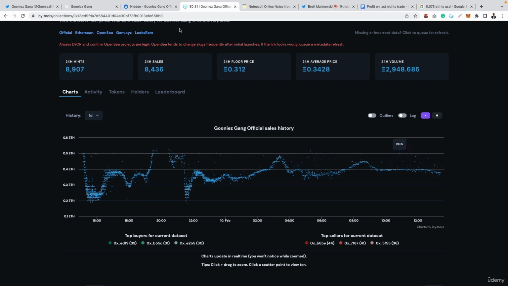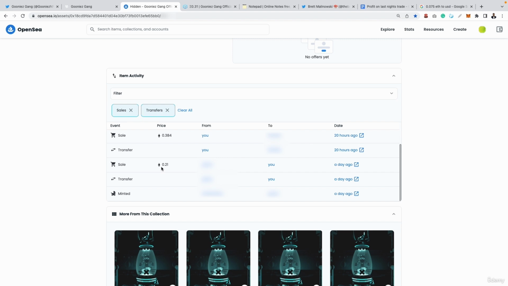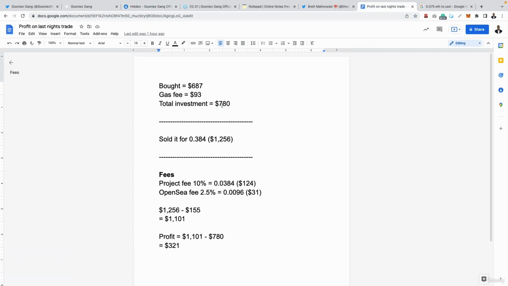Before I end this video, I want to give you a more detailed breakdown of this actual trade, as yes, I bought it for about $700 and sold it for $1,200, but there's actually some fees included in this trade, which I want to walk you through, which I have already up here.